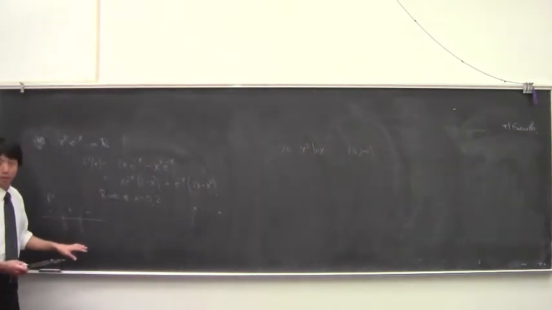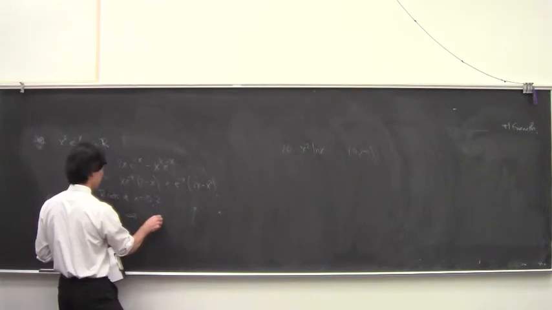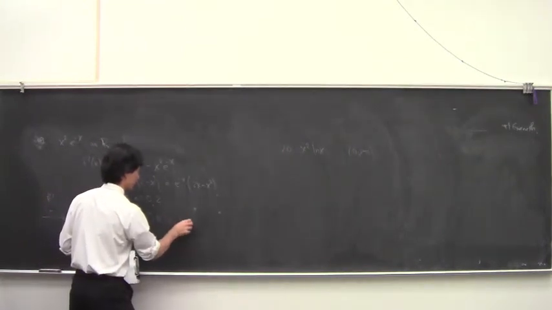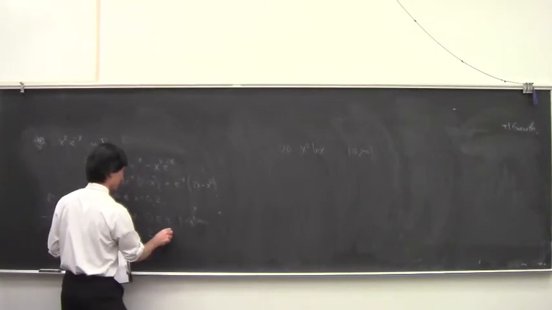Okay. So that gives it to you, right? So it says that 0 is a local min, and 2 is a local max.